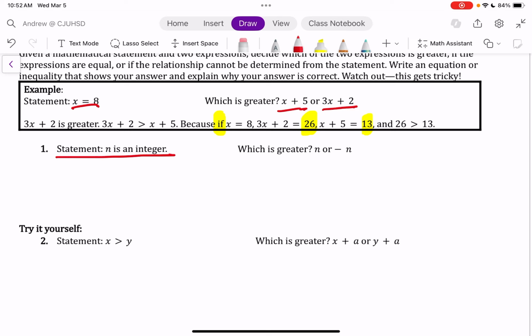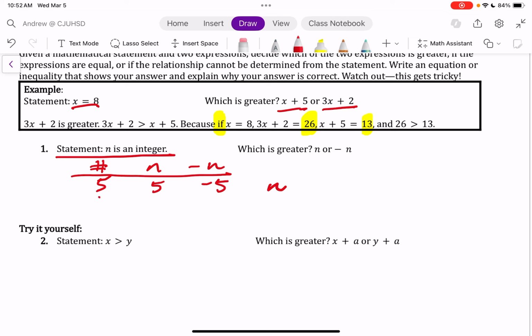So we did a little table here. And so the first thing is the number. The next is the n, and then the negative n. So choose a positive number, any positive number. Say you chose 5. Then this would be 5 or negative 5. Which is bigger? N is bigger.